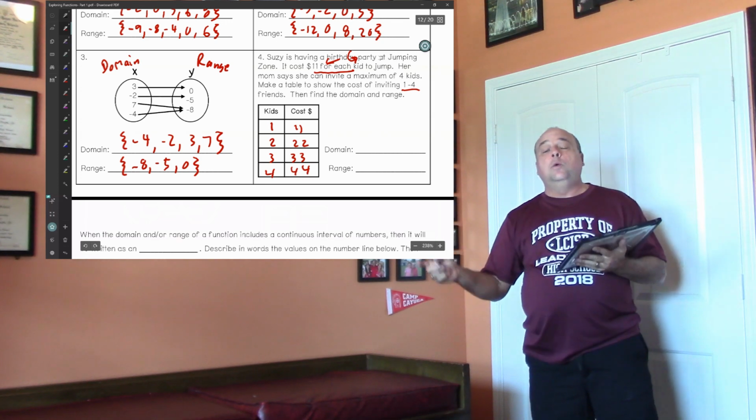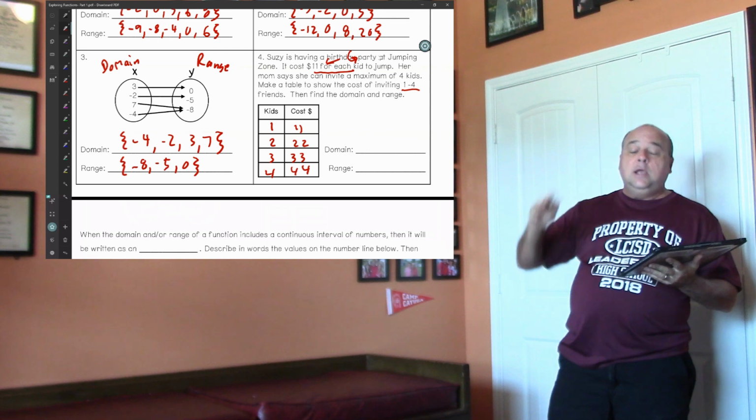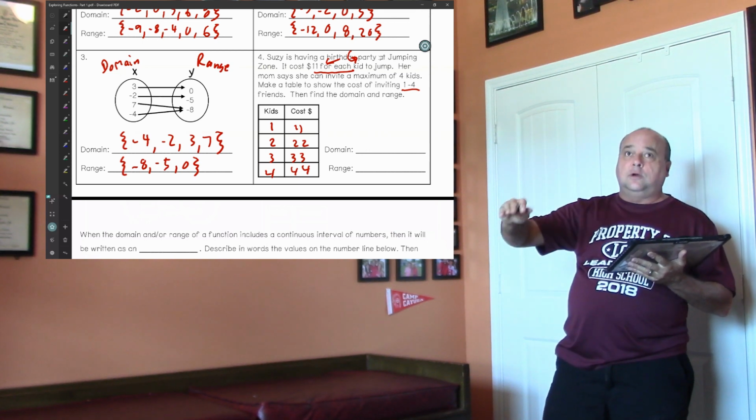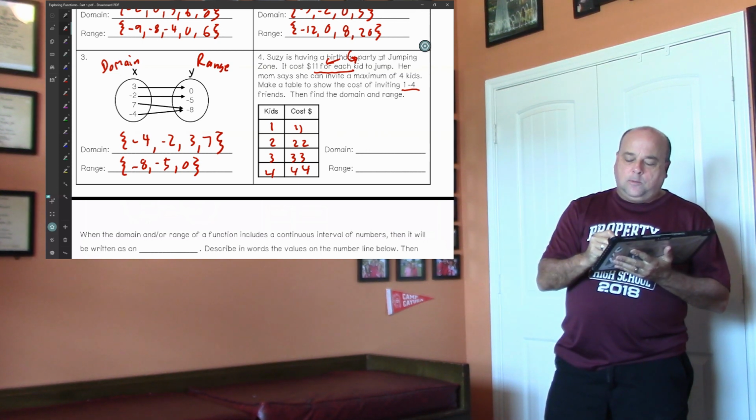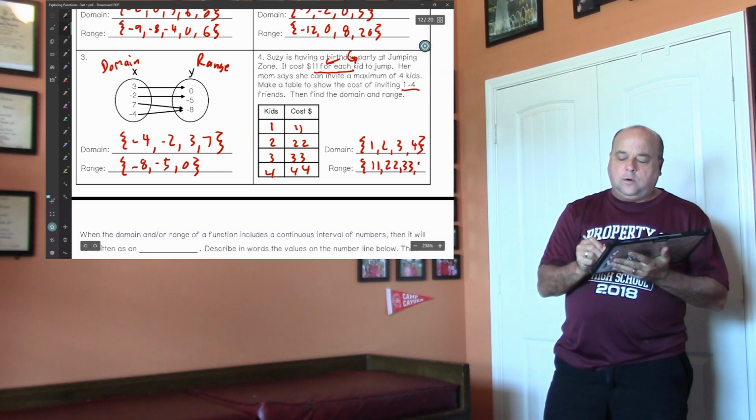Okay, this also would be a discrete function, would it? You're never going to pay $15 in this, are you? It's going to go from 11 to 22 to 33 to 44. So our domain is going to be 1, 2, 3, and 4. And the range would be 11, 22, 33, and 44.